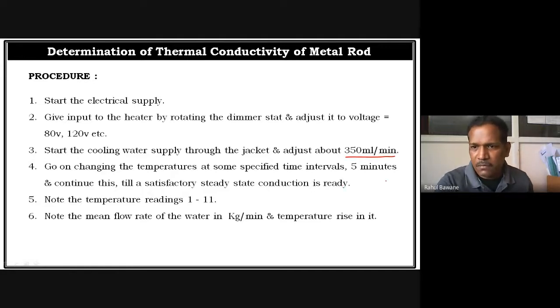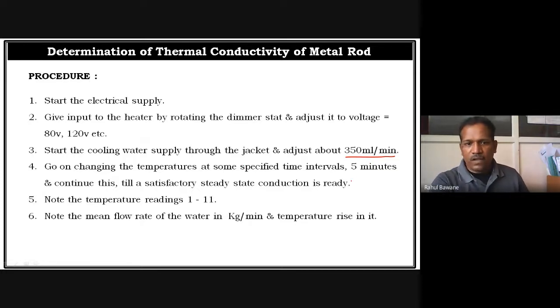So always remember, at most 350 ml per minute, most commonly 300 ml per minute, you have to maintain the flow rate. How to check? When we operate the cooling water knob, we have to measure the flow rate in a beaker with the help of a stopwatch, and in 1 minute it must be nearby 300 ml.